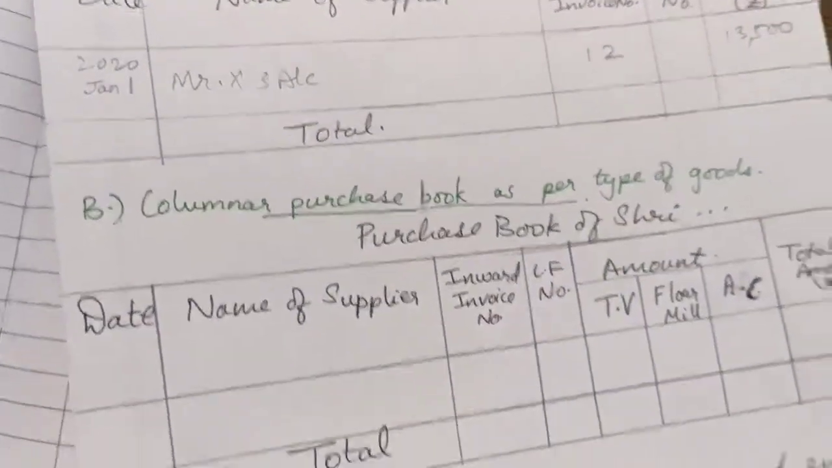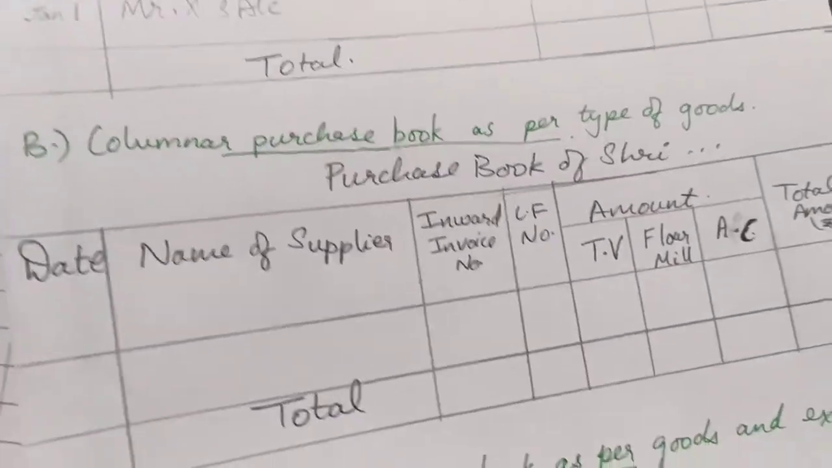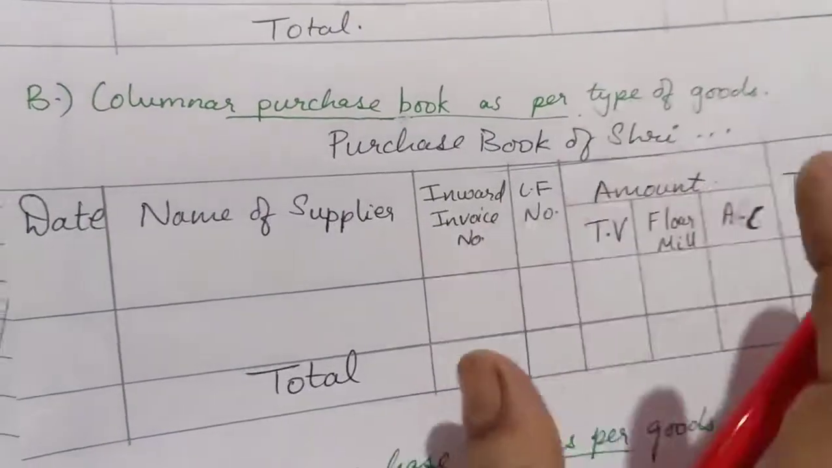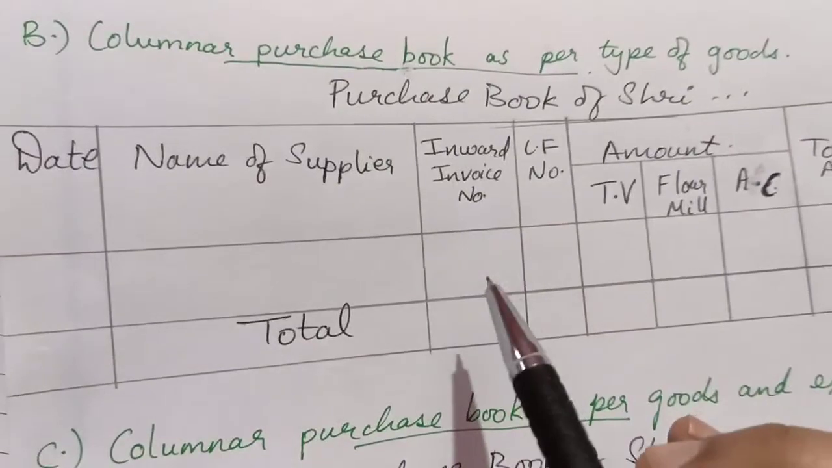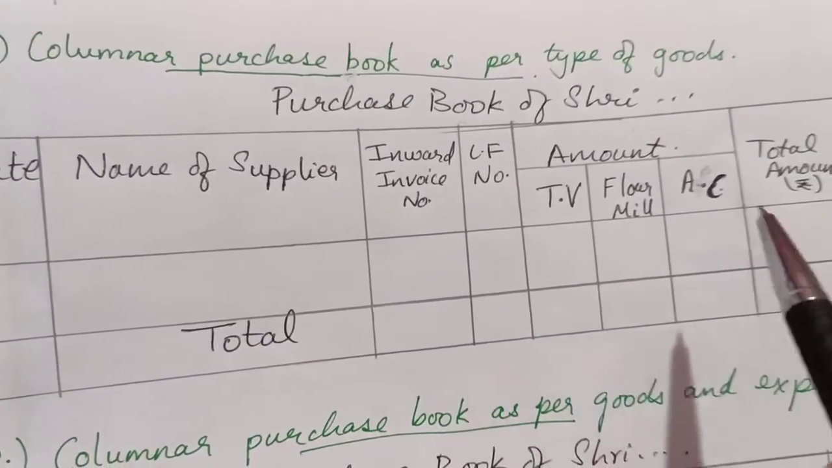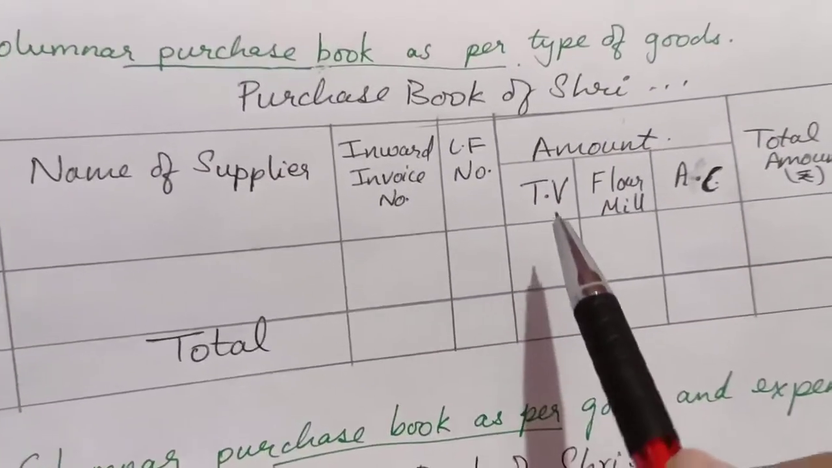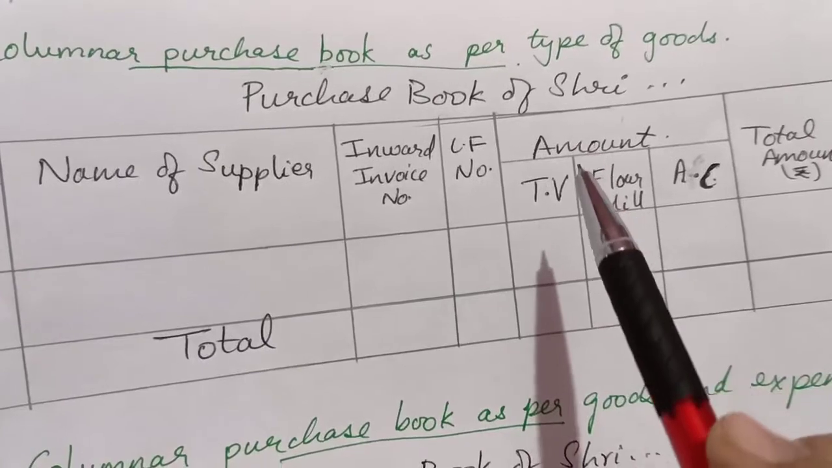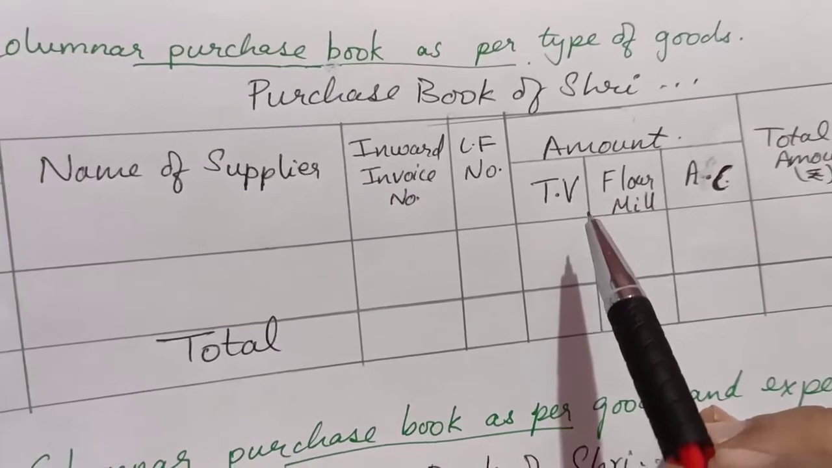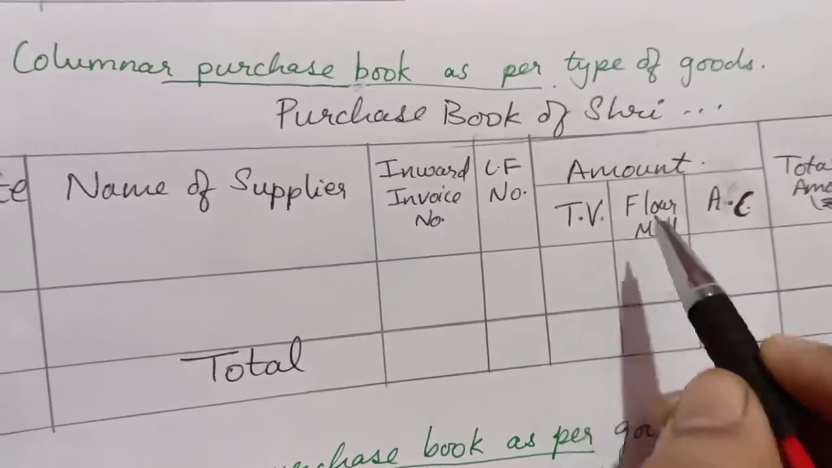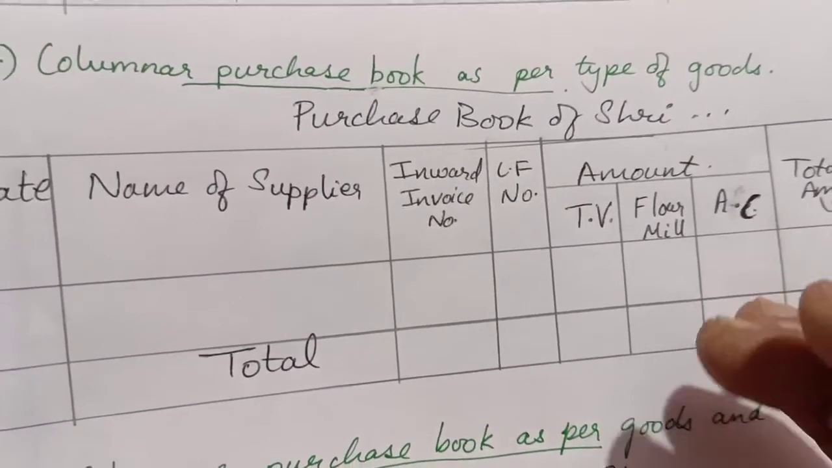Next is the columnar purchase book as per the type of goods. Here again the purchase book of Shri, whatever it is. Then date, name of supplier, everything will be the same. See, inward invoice number, then ledger folio number, everything is the same. Only this column of amount is bifurcated as per the goods. Here the merchant is of some electronics shop. So he is doing business of TVs, flour mills, ACs, refrigerators and all.